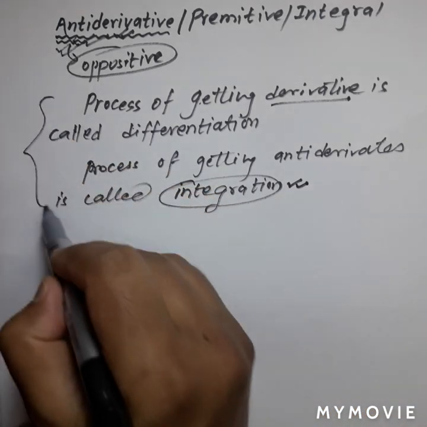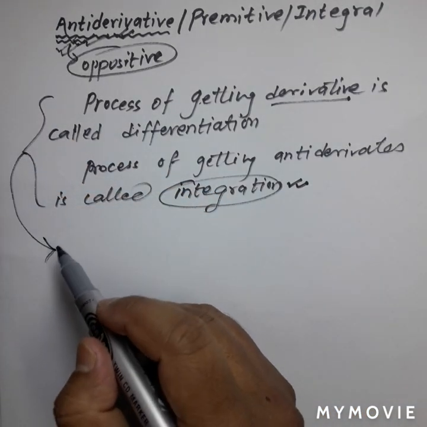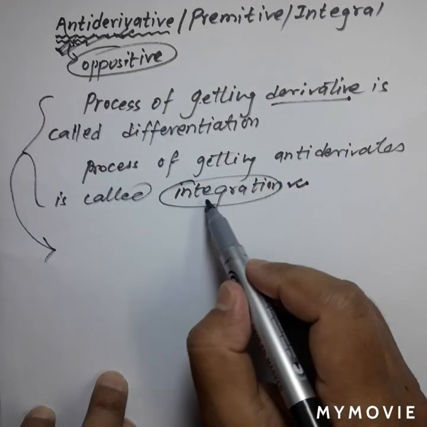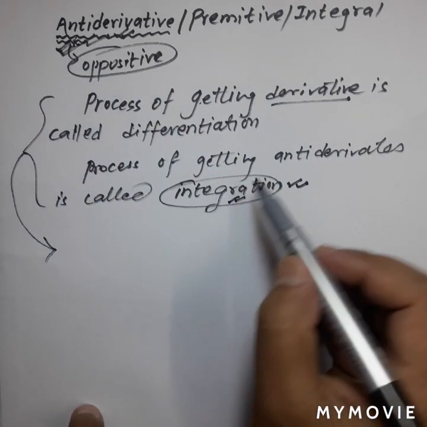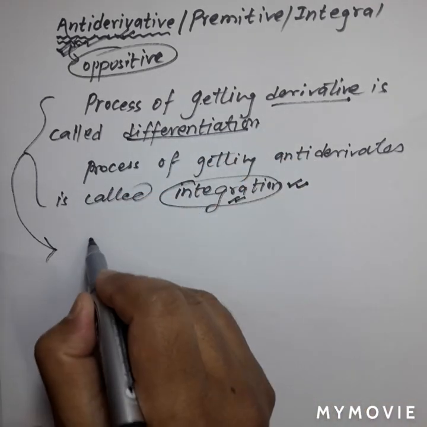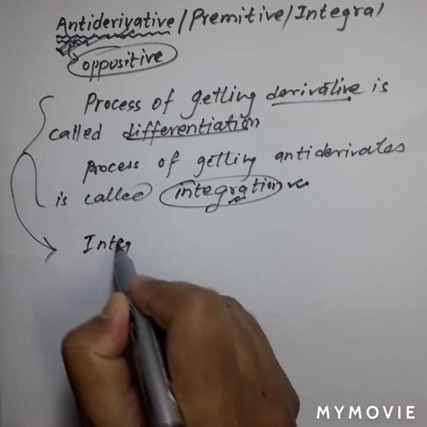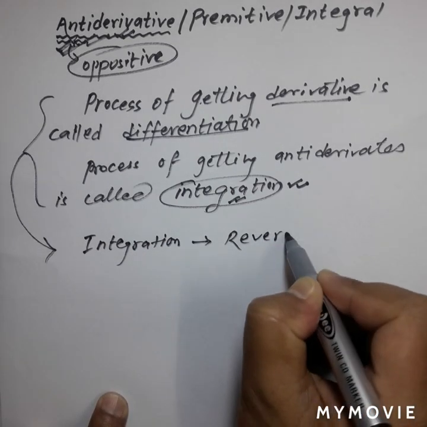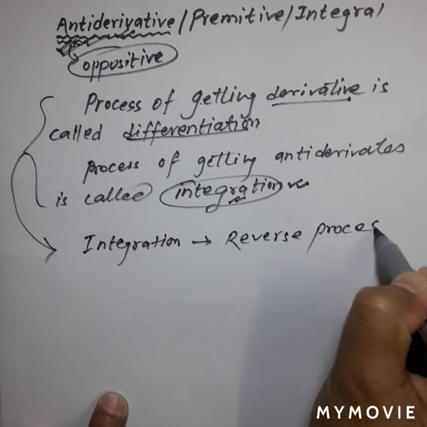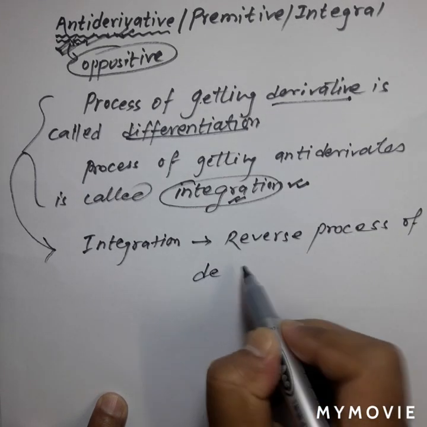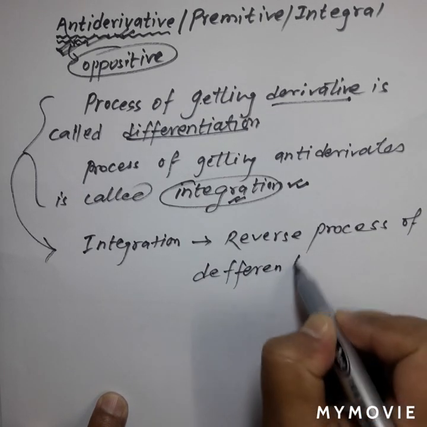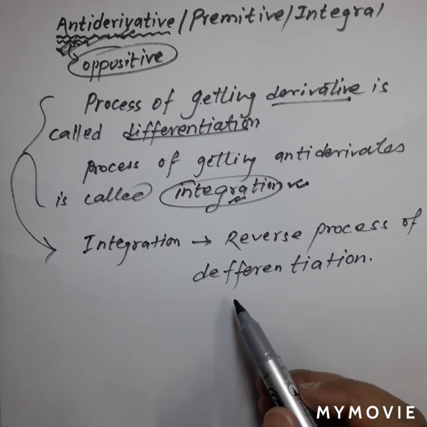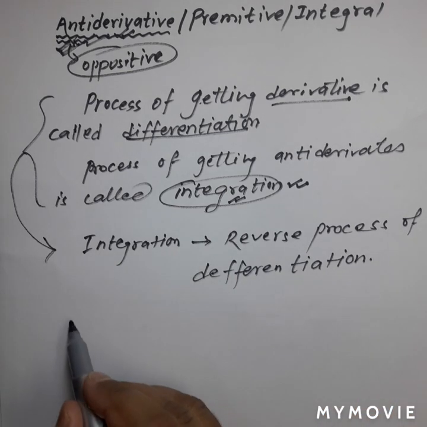So from this we know that the antiderivative or integration is the reverse process of differentiation. So integration is the reverse process of differentiation. So let us discuss this by taking some examples.